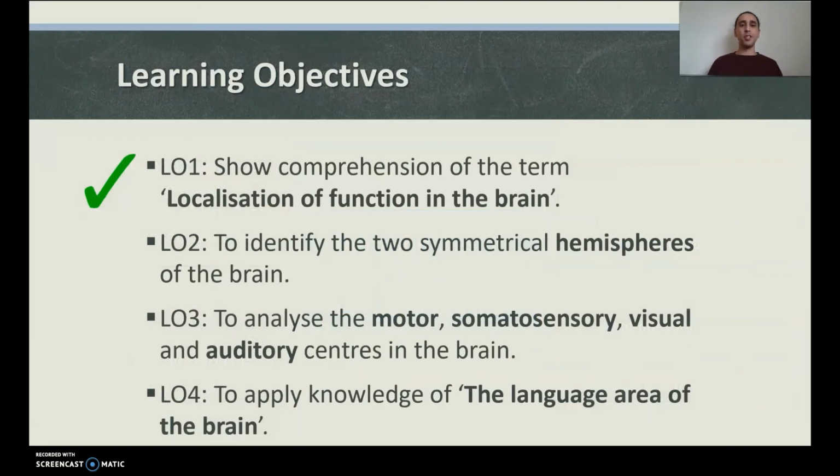That's learning objective 2. To identify the two symmetrical hemispheres of the brain. We can tick that off because we're smashing it.